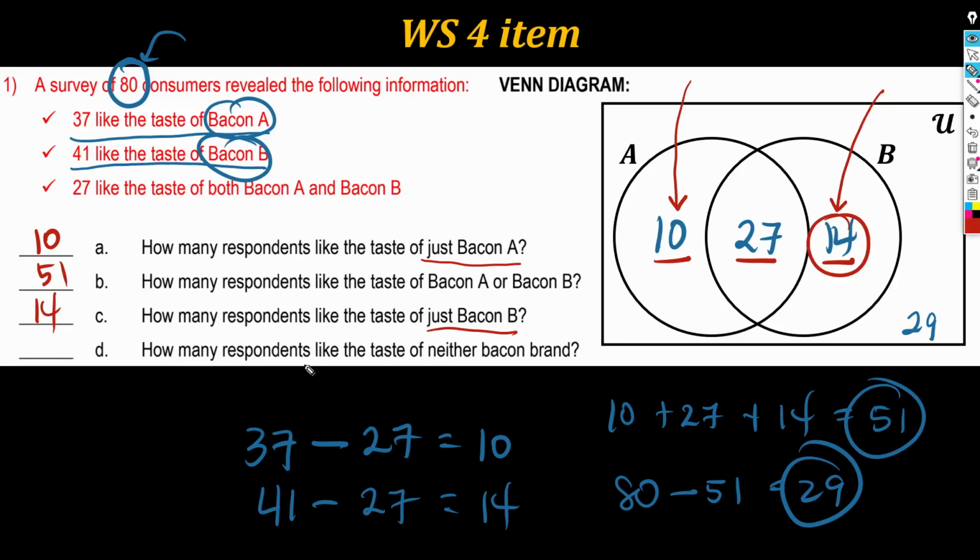And finally, how many respondents like the taste of neither bacon brand? Yun yung purpose kanina. That's why we accomplish our Venn diagram completely. You make sure that all regions have indicated cardinalities, kasi magagamit yan. May mga tanong na ganyan. Neither bacon brand, I go for the 29 outside right there. 29. So, di ba, dali lang. The key is to accomplish your Venn diagram.